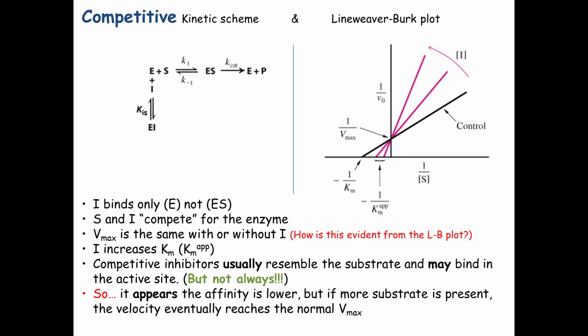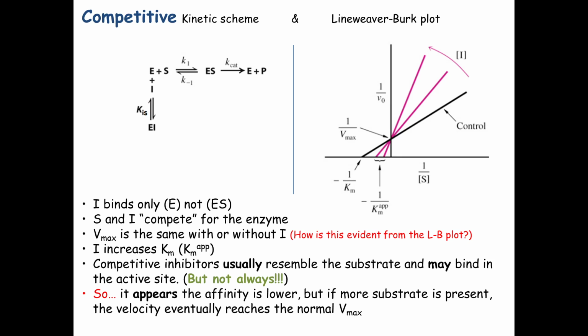In the first one, the inhibitor, bound on the left, shifts the equilibrium left towards the unbound state. They appear to not like each other as much. So a lower apparent affinity, which means a higher Km apparent. Remember, Km is reciprocal to that. We talked about that last time.